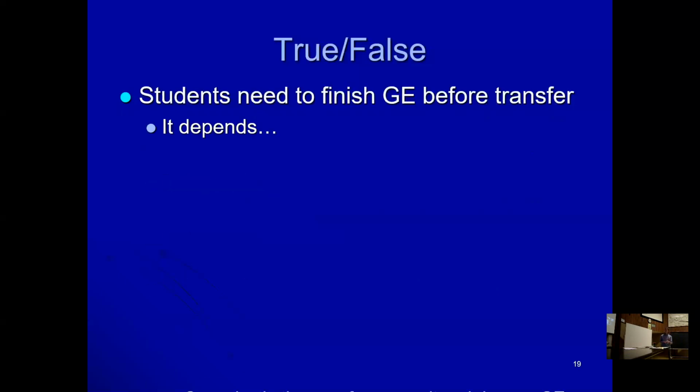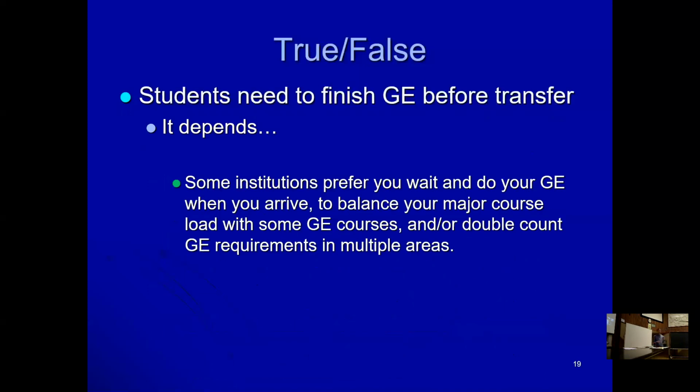Yeah, false. So it depends. Who said it depends? That was perfect. The words "it depends" we use daily, almost with every student, because every student situation is unique. But generally speaking, depending upon, again, where you're considering transferring to, what the major is going to be.